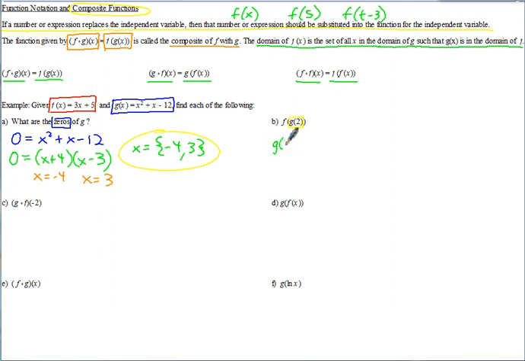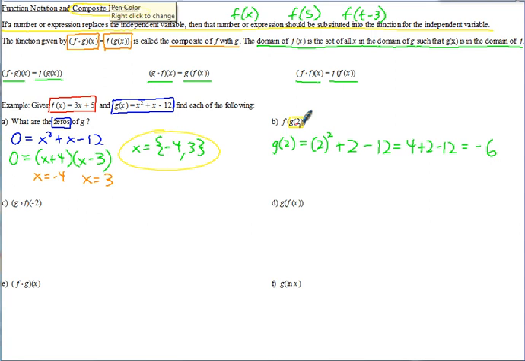So g of 2 means in this function g, wherever there's an x, we're going to replace it with 2. So instead of x there, it will be 2 squared, plus, instead of x right there, we have a 2, minus 12. If we work that out, we get 2 squared is 4, plus 2 minus 12. That gives you 4 plus 2 is 6 minus 12, gives you negative 6. So that's what g of 2 is.